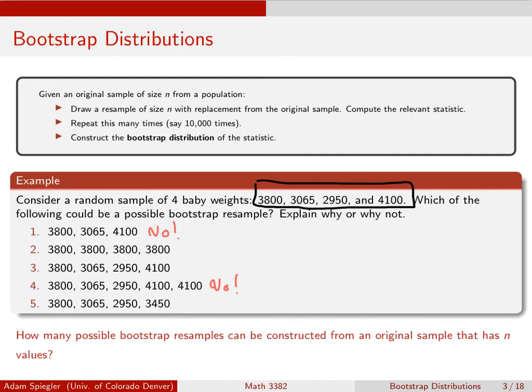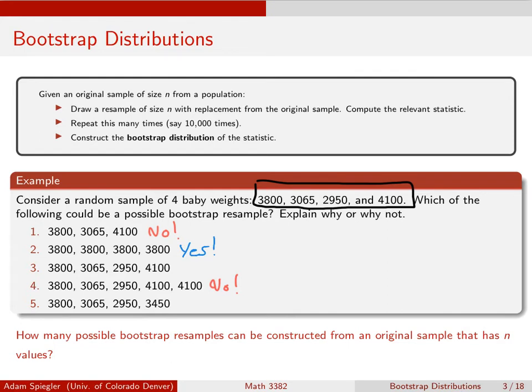Now let's look at 2, 4, and 5, which all satisfy that criterion, as they all have 4 values. In 2, we've got the value 3,800 four different times. Could that be a possible bootstrap resample? Absolutely. That would be a yes for 2, because we're picking with replacement. I could pick 3,800 first, put it back in, pick it again, put it back in, and I could actually pick the same value 4 times. So that's definitely a possibility.